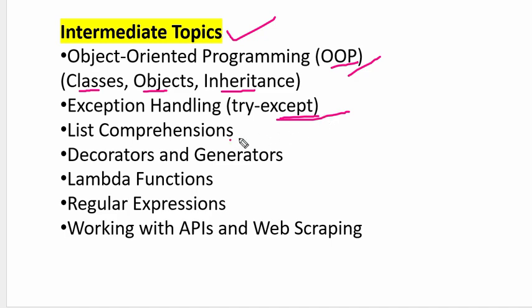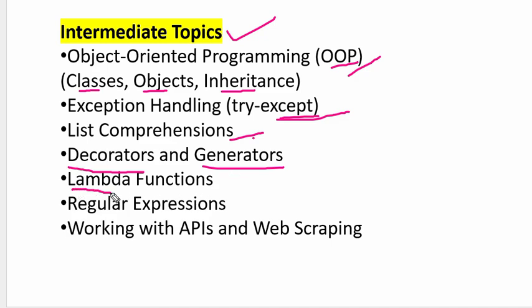After that, list comprehensions. In the beginner topics you learn list. If you are aware of what a list is and what methods are available on a list, then you can learn list comprehension. The advanced version of list is called list comprehension. Now very important, decorators and generators. These are very important topics in the intermediate level. Once you start learning, you can understand what decorators and generators are.